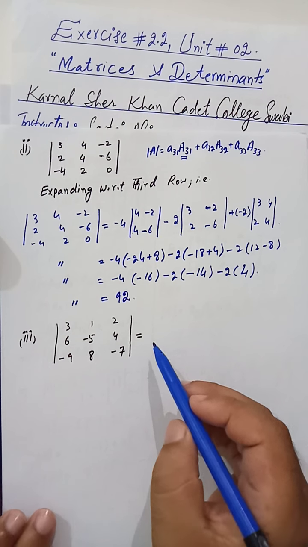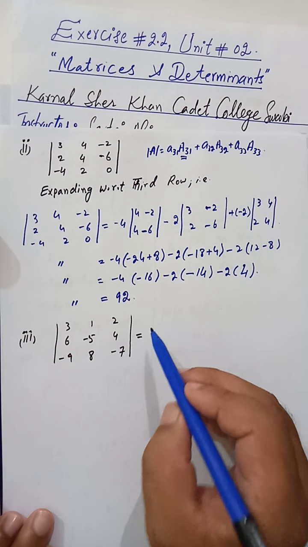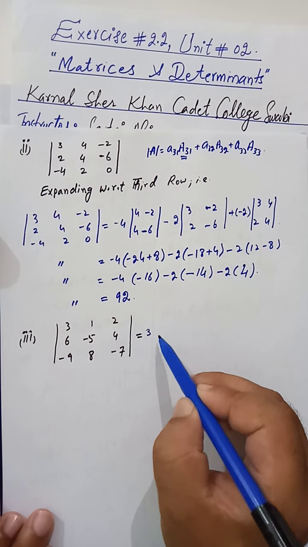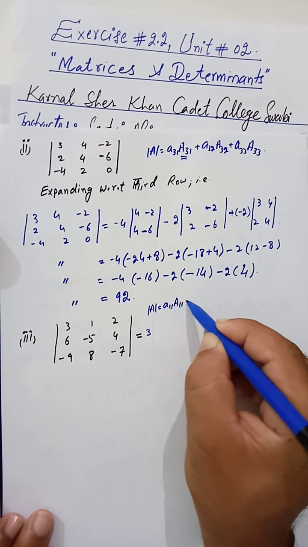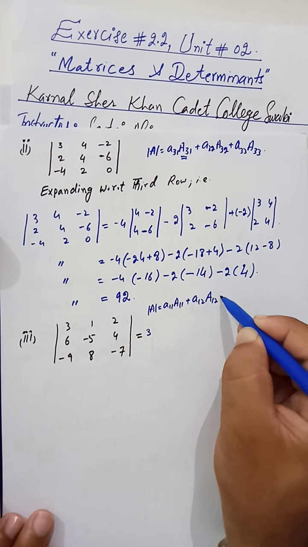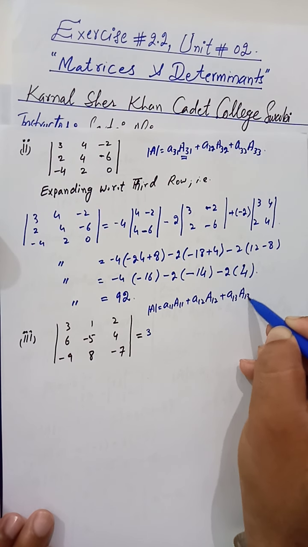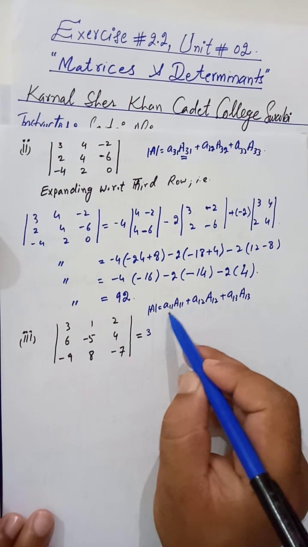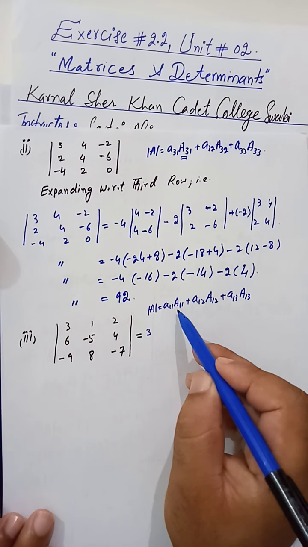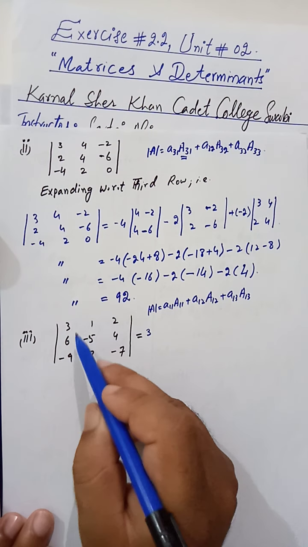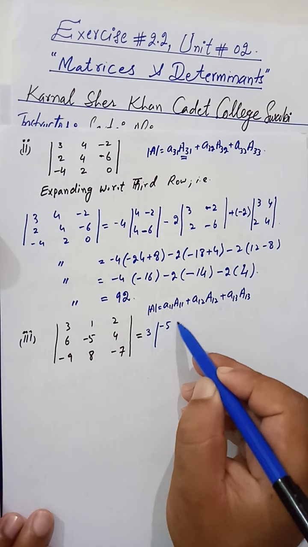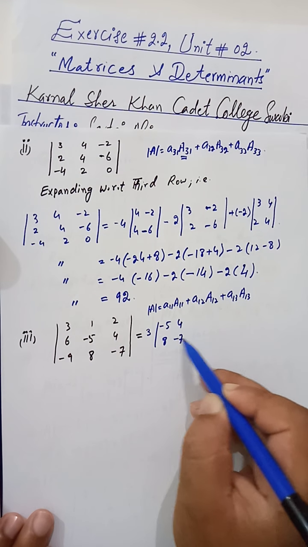So I am expanding this with respect to first row. According to the formula, the determinant in this case will be equal to A11 capital A11, A12 capital A12, A13 capital A13, expanding with respect to first row. So this A11 is equal to 3 and capital A11 is equal to M11, meaning this cofactor is equal to the minor as it is. So cancel out the first row and first column, so you will get the determinant of the rest of the matrix.